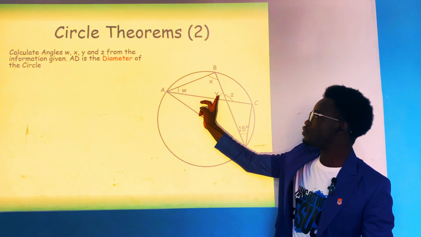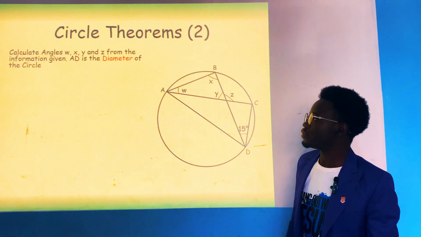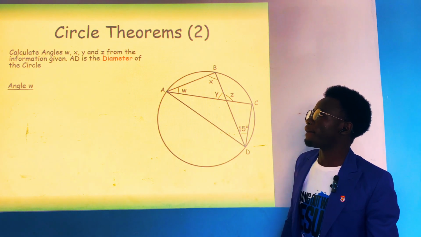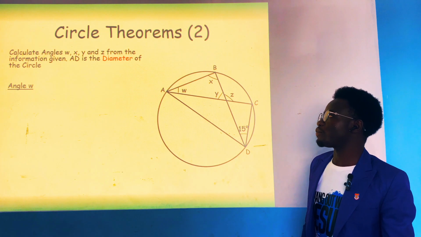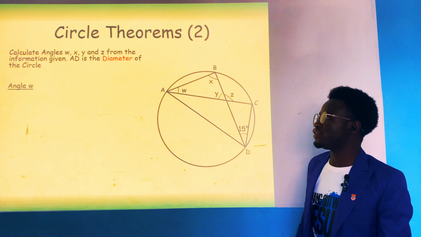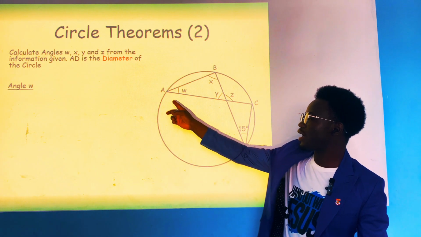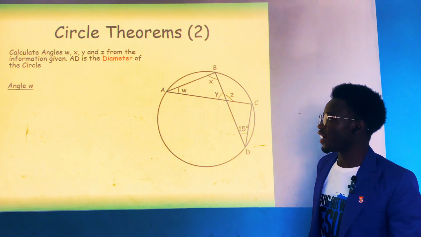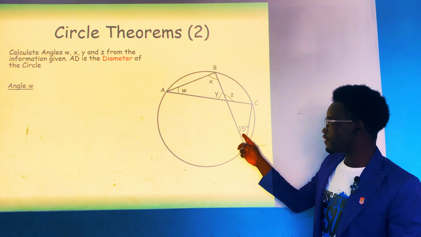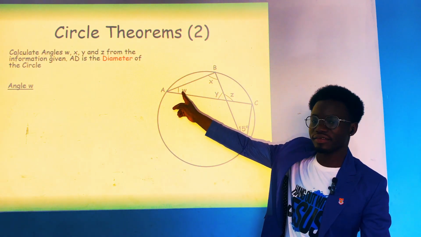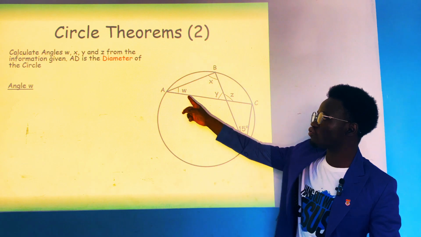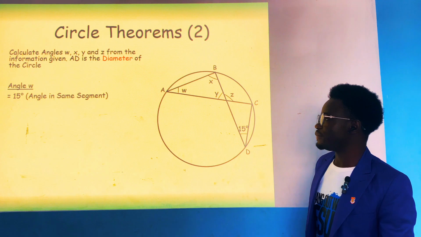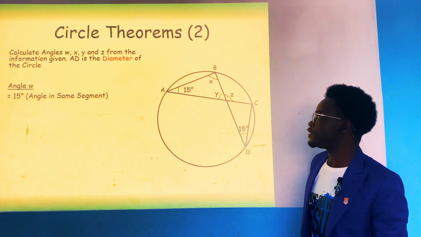We define X, Y, Z, and W. Okay, so W would be what? You can apply some of the properties we have just looked at to easily get it. If I remove the diameter, you can see that it looks like the bow tie that we have just looked at. And if here is 15, here should also be what? 15. If here is 15, here also be 15. You see that? So they are angled in the same segment. So W is 15 degrees.